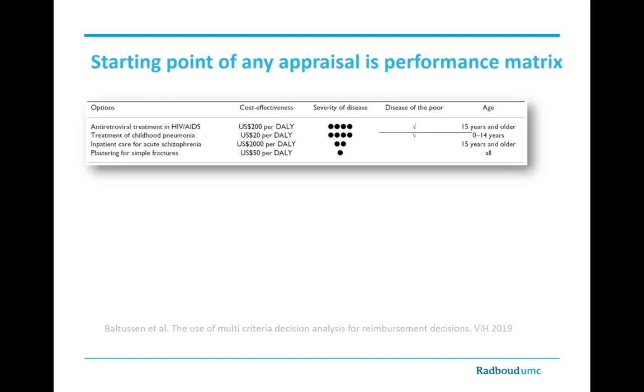The starting point of any appraisal is what can be called a performance matrix. It's basically a listing of services on the left-hand side, such as pneumonia, etc. And then you see the different criteria as columns. So this is typically the starting point of an appraisal meeting, and this is what the committee has in front of it. Then there are 3 ways to deal with this information.